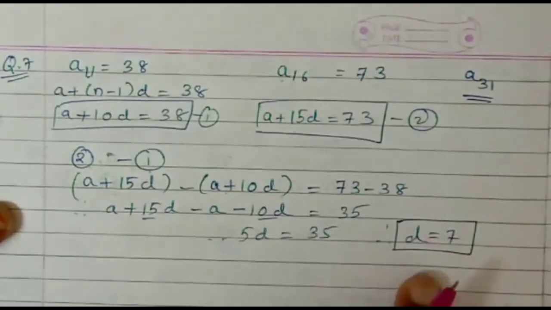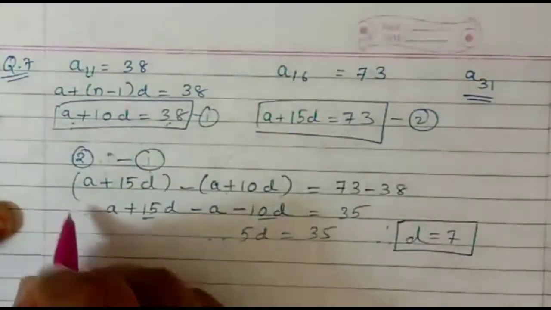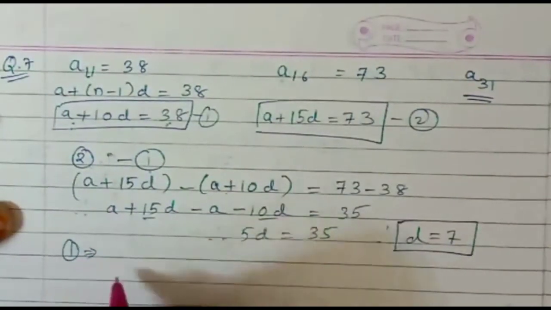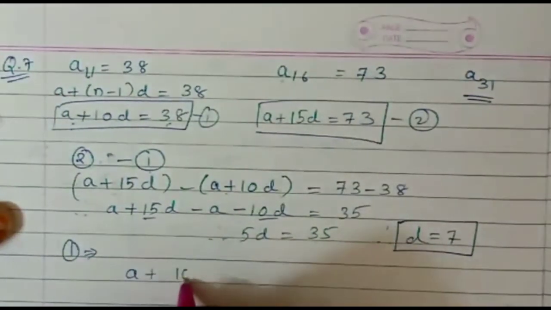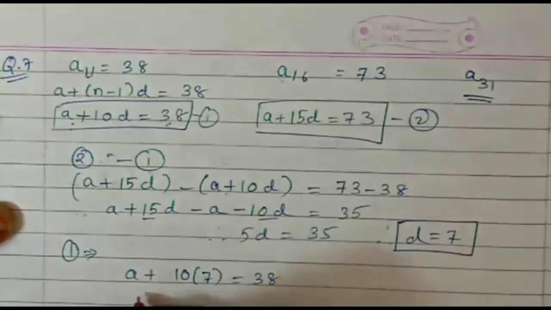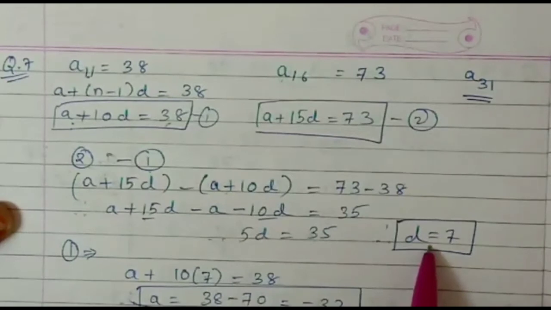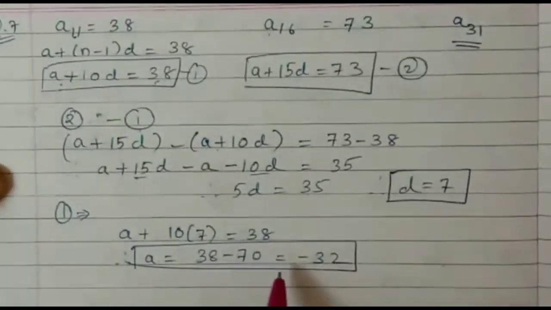Once you get the value of d as 7, you can put it in any of the results. So if I put it in result number 1, it will become a plus 10d, 10 into 7, which is equal to 38, and so a is equal to 38 minus 70, which is equal to minus 32. So you got the value of d as well as you got the value of a.